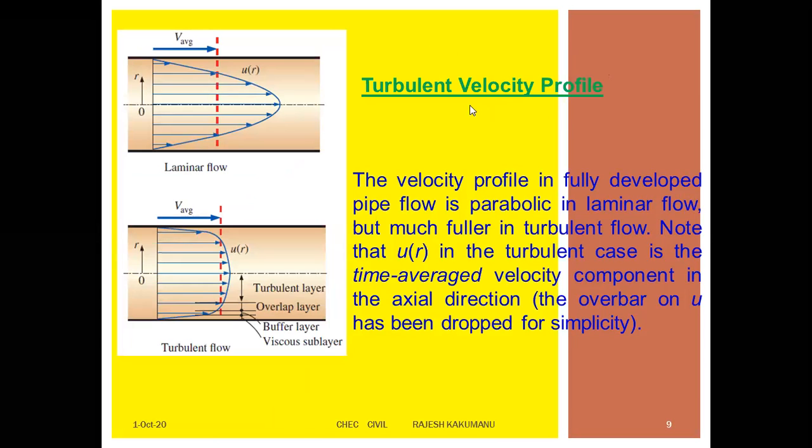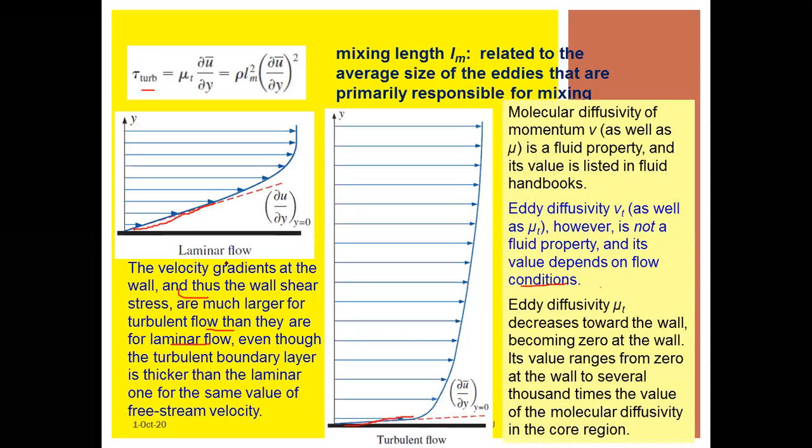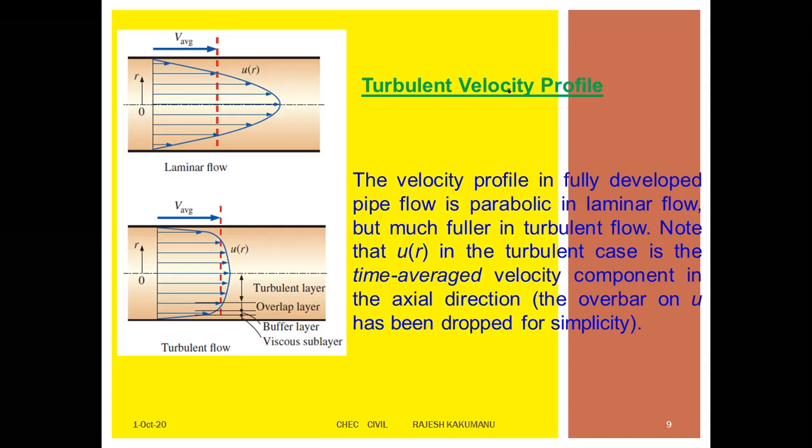Now, if you see the turbulent velocity profile, you can see how a turbulent flow makes a graph. Here also, the graph will be looking like this, right? Now, in the laminar flow, how is the velocity profile moving? In the laminar flow derivation we just saw, with radius R and average velocity, the velocity profile in a fully developed pipe flow is parabolic in laminar flow.